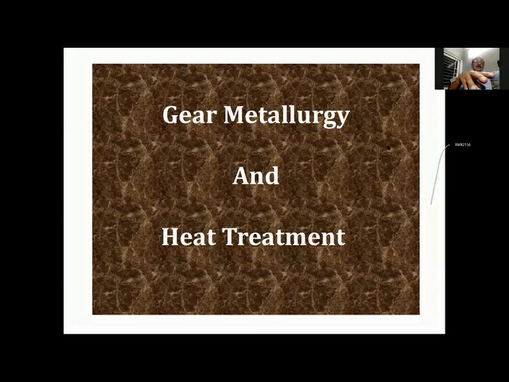We often discuss heat treatment of various components. Gears is one of the most common components which is heat treated, and today we are trying to look at not just heat treatment per se, but also its relationship with the design aspects, the specifications, how they are laid down, all that. So next slide, please.